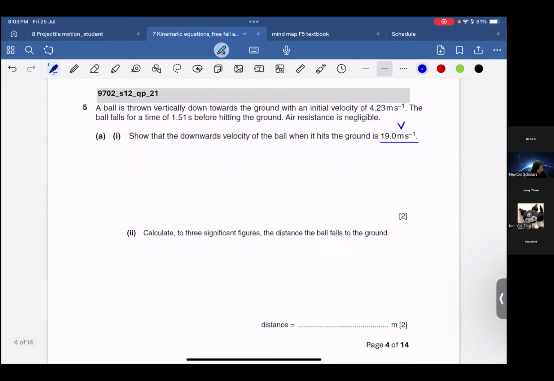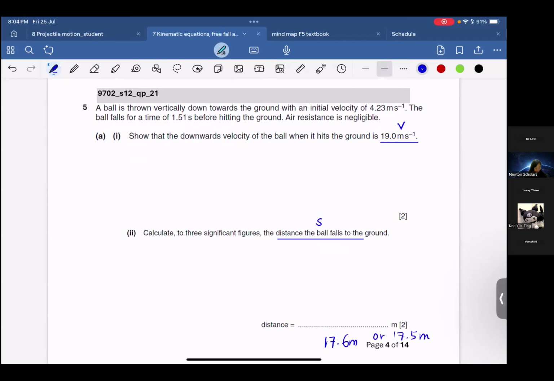Then this one they're asking you to calculate the distance it travels, that means S. This one is also easy. You write down the final answer. The final answer is 17.6 meters or 17.5 meters. You write it down and then you complete it by yourself. This question is not tricky, it's just a simple question.